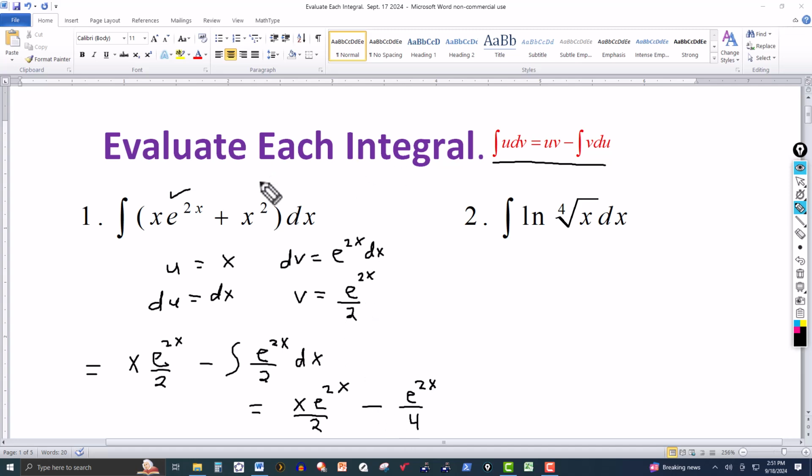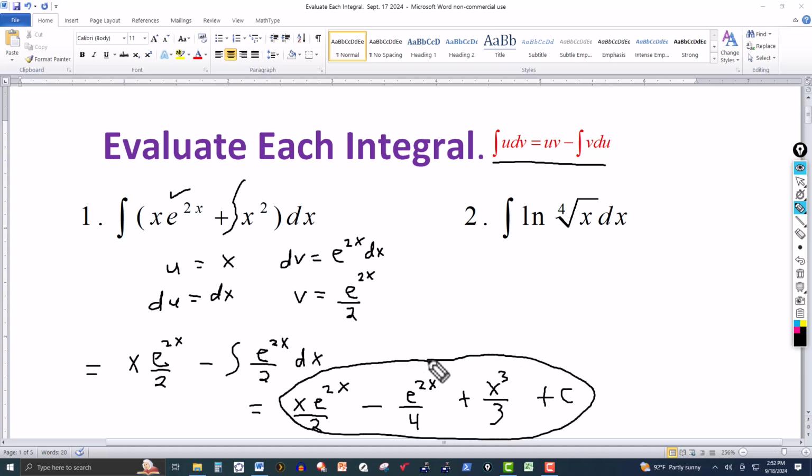And of course we need the integral of this one here also, x squared dx. That's easy. I just add 1 to the exponent. That gives me x to the 3rd over 3. And then you have the constant of integration. So we have x e to the 2x over 2 minus e to the 2x over 4 plus x to the 3rd over 3 plus the constant of integration. So that's your solution for the first integral.